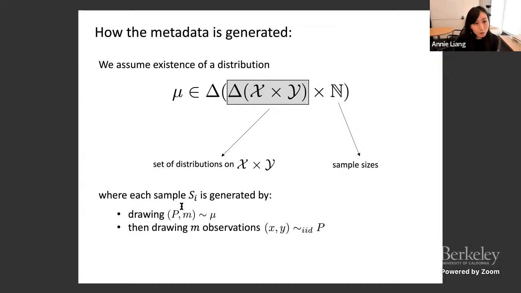All right, then, once we've drawn this Pm, we're going to independently draw M observations XY from this joint distribution P. We're going to abuse notation by writing this more simply as SI being drawn according to mu, understanding that that means really this procedure here.